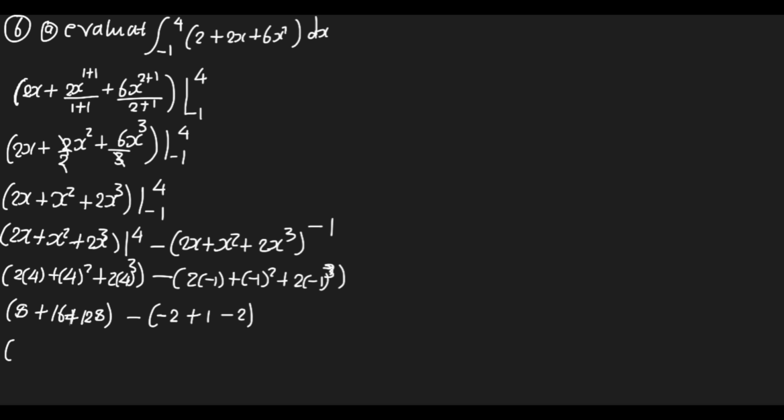So let's do the addition. So 8 plus 16 plus 128. So the first part is giving me 152 minus. So here we are going to get negative 2 plus 1 is negative 1, which is negative 3. So 152 minus negative 3 is equal to 155 units squared. So remember, whenever you are finding the definite integral, you are looking for the area.